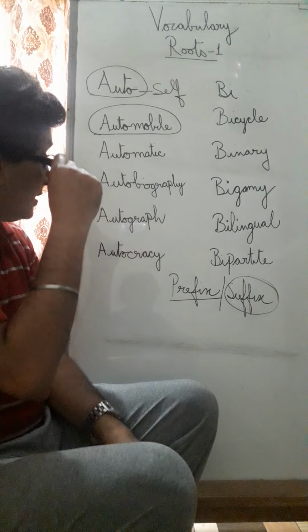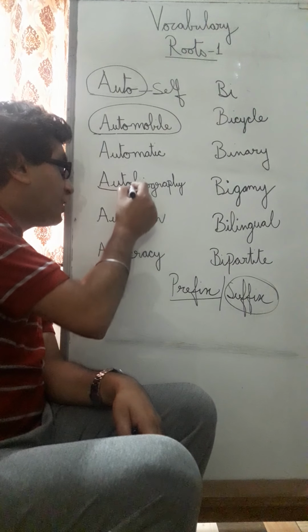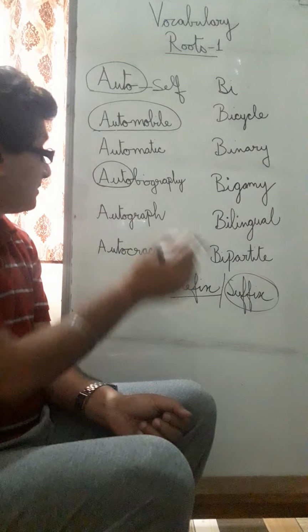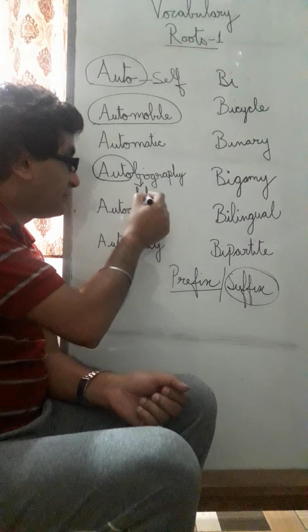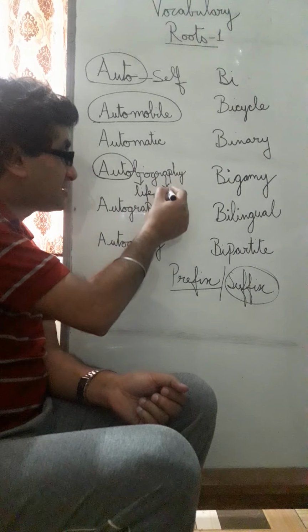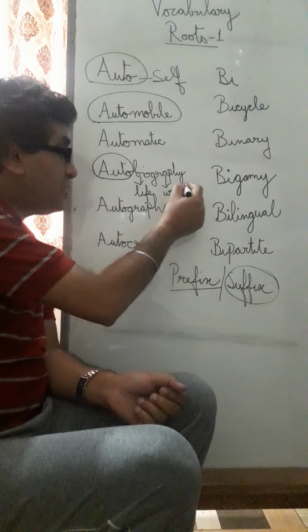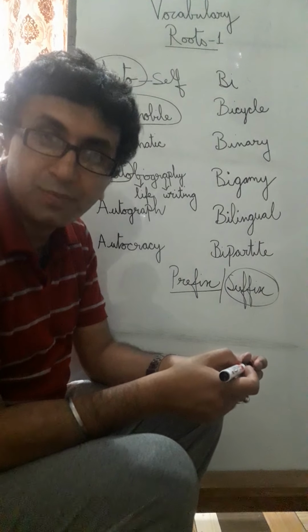Autobiography. Now, this involves three Latin words. Auto, of course, is our prefix over here. But then we have another word called bio. Bio means life. And graphy means writing. Alright. So, when you write about your own life, it's called an autobiography.